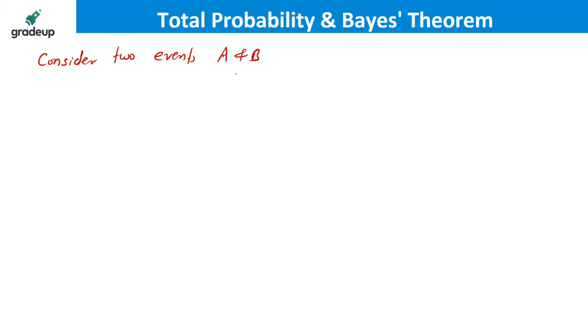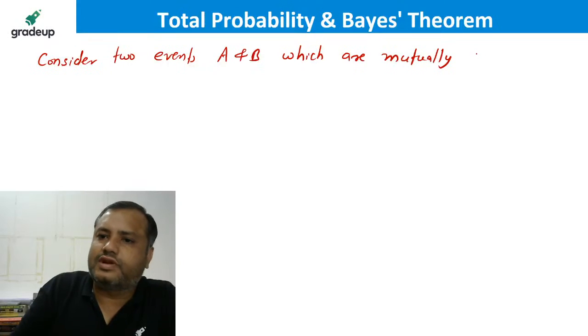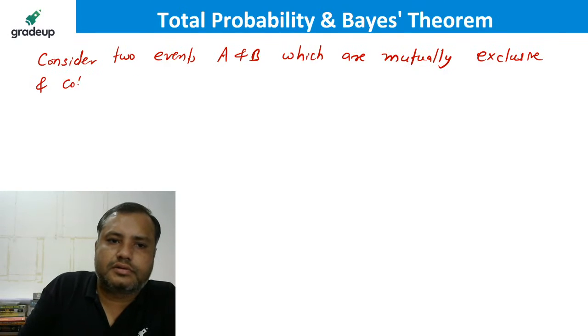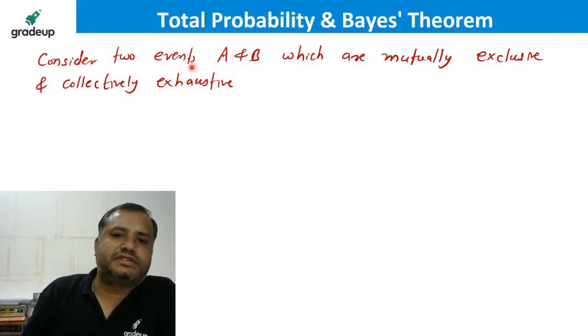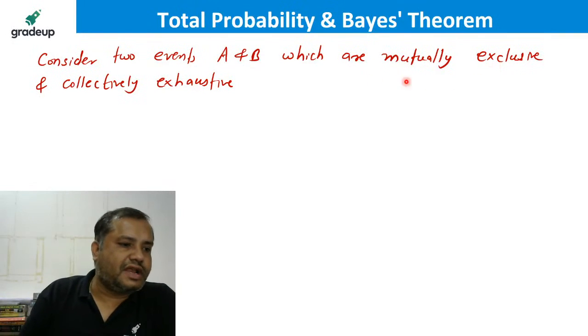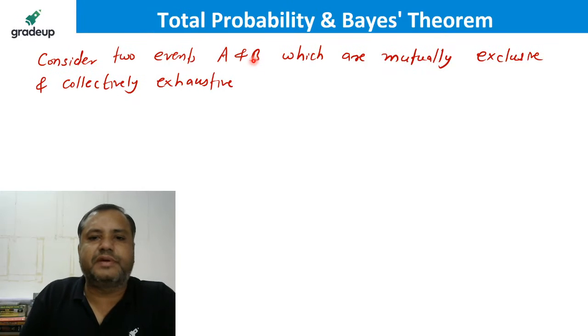So you have to consider two events A and B, which are mutually exclusive and collectively exhaustive. It means when A is helping, B will not help, and when B is helping, A will not help.